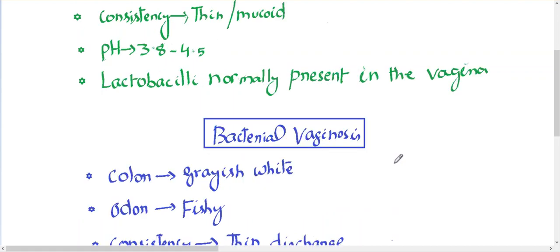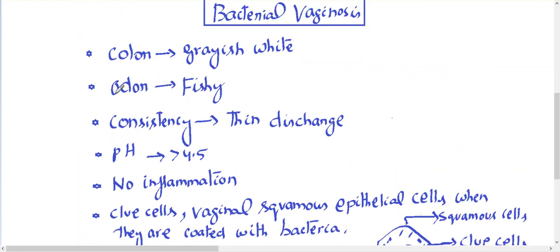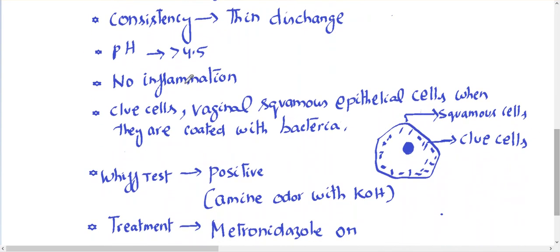And what happens in bacterial vaginosis? The color is grayish white, odor is fishy, consistency is thin discharge, and look at the pH, it is more than 4.5. And there will not be any vaginal inflammation. That's again important to know, guys. No vaginal inflammation in bacterial vaginosis.